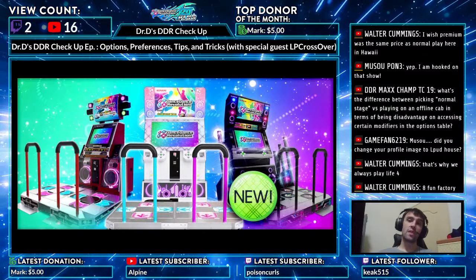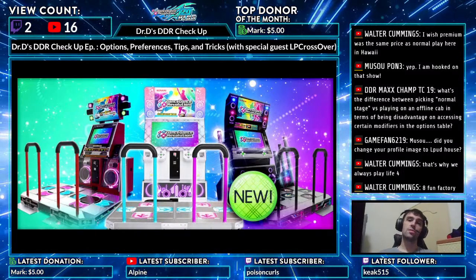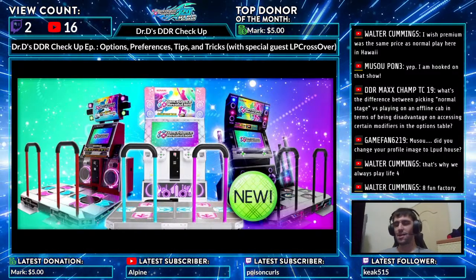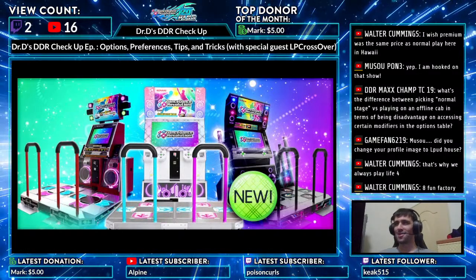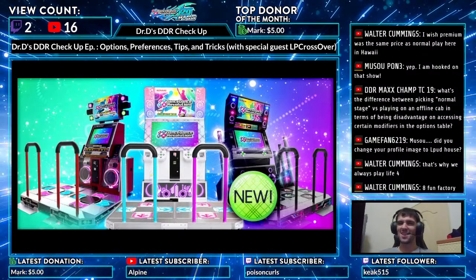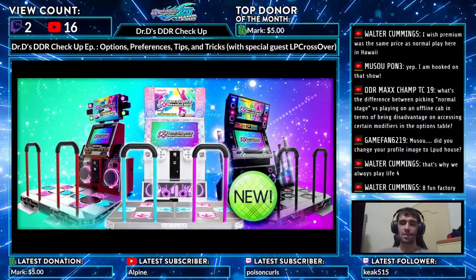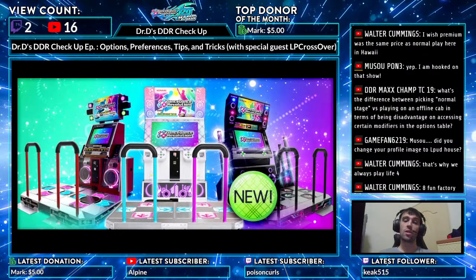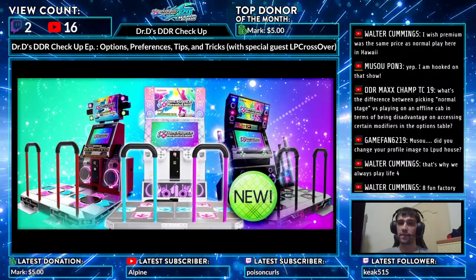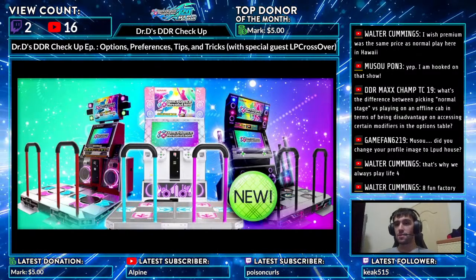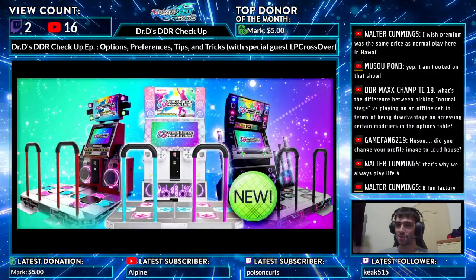If you hit left and right at the same time, it will give you the, what would you call that menu, Pie Guy? The options or the folder select? It's like the sort, like what do you want to sort by? Yeah, it'll give you that menu, if you want to go by the genre or the level or the BPM. By the way, I always sort by BPM, just FYI.